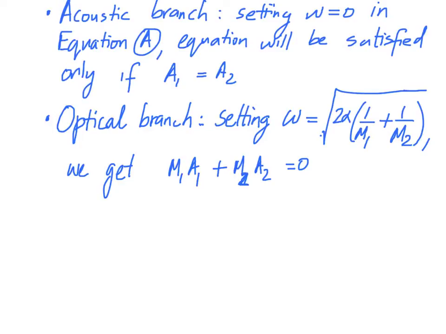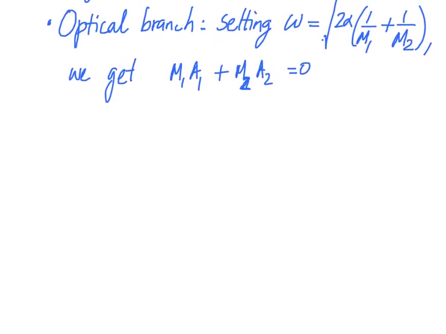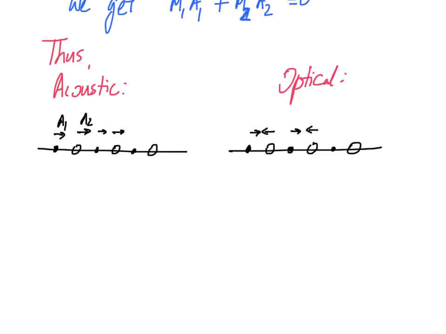So this means that for the acoustic branch you want a1 equals a2, and for the optical branch it implies that a1 is the negative of a2. It basically means that in the case of the acoustic branch, both types of atoms are moving in the same direction, and in the optical branch, the two different types of atoms are moving in opposite directions. Let me just create a couple of quick pictures. So this is what is going on. In the case of the acoustic branch, both atoms are moving along the same direction. The arrows indicate that, and in the case of the optical branch, they are opposed to each other.